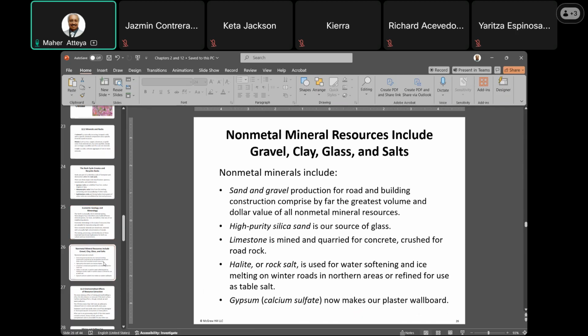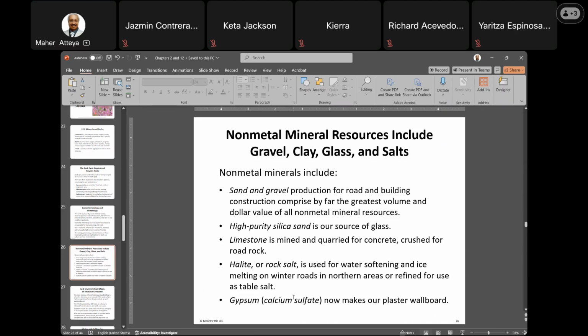Non-metal mineral resources include gravel, clay, glass, and salts. Non-metal minerals include sand and gravel production for road building, and high purity silica. Silica is silicon dioxide. Sand is our source of glass. Limestone is a carbonate quarried for concrete and crushed for road rock. Halite, or rock salt, is used for water softening and ice melting. So we call it salt, but we call it rock salt.